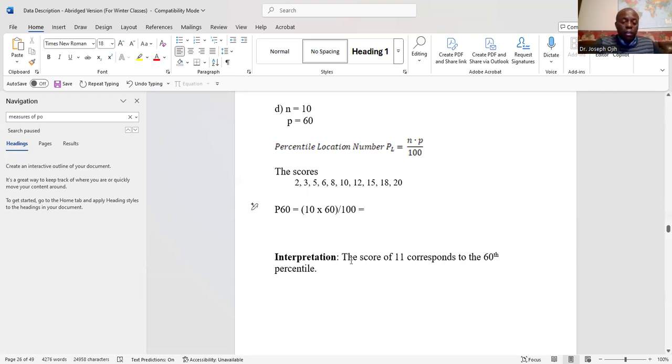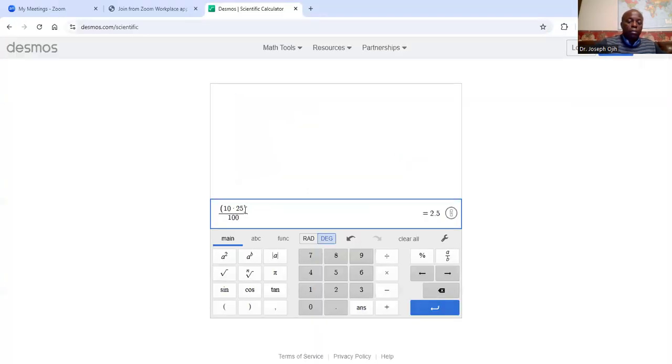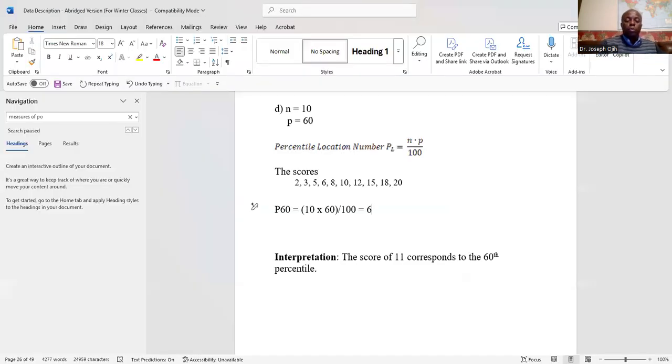I'm going to just take it to the calculator. 10 times 60 is 600, divided by 100, it's 6 even. So in this case, there's no decimal. So what you're going to do is take the 6th number plus the 7th number, divided by 2. The 6th number plus the 7th number divided by 2.